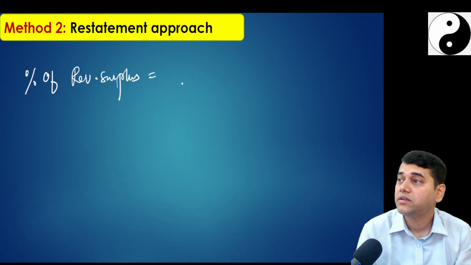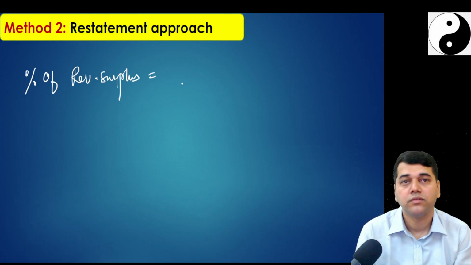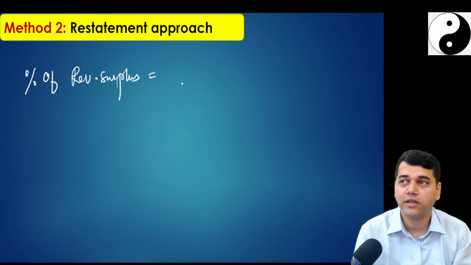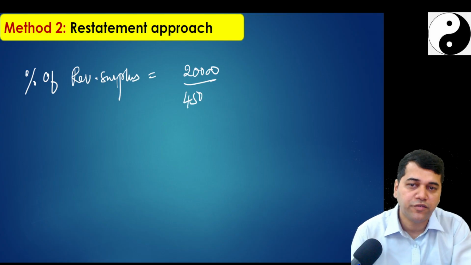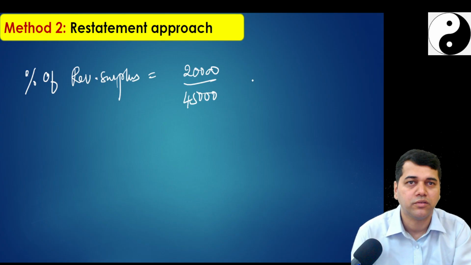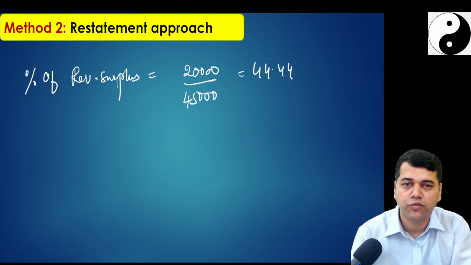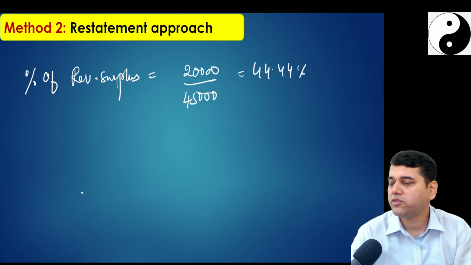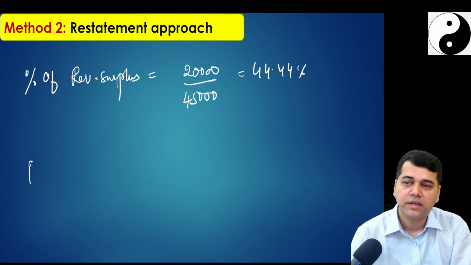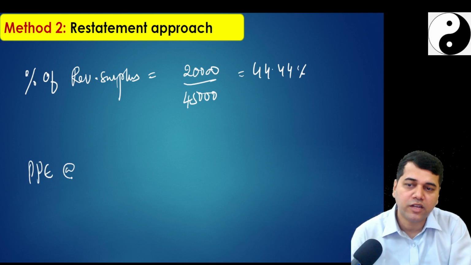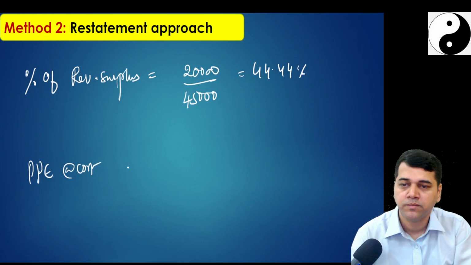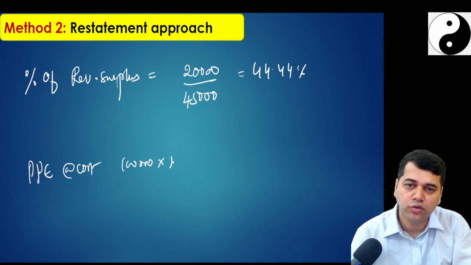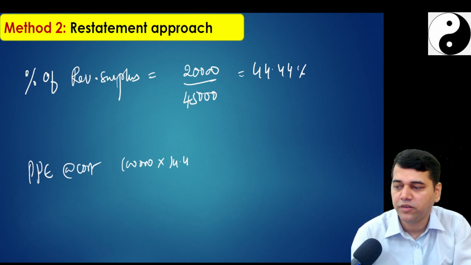Sorry? 44? Sure, everyone? Vishnupriya? So how did you get 20,000 divided by 45,000? This is the net book value now. You say 44.44%. So you pass only one entry, PPE at cost or gross block of PPE. You can call gross block also. How much? 1 lakh into 44.44%.